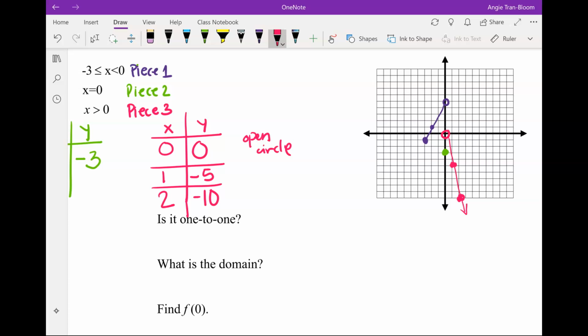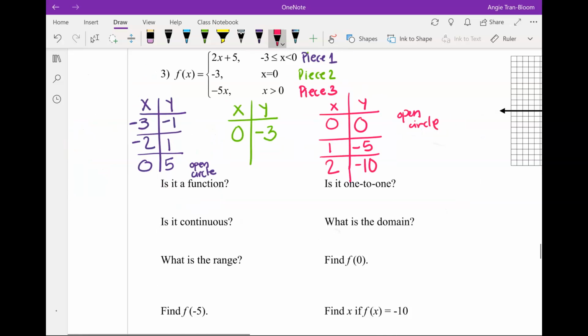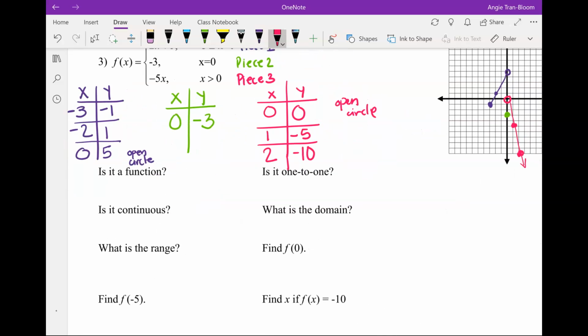All right, let's answer all the components. Is this a function? Yes, it's a function. Now, this is the part that's a new concept to us, the one-to-oneness. Is this a one-to-one function? No, because would you agree that right here it intersects that green dot and the red line? And over here as well, the purple and the red. So it is not one-to-one when you do your horizontal line test. Is it continuous? No.